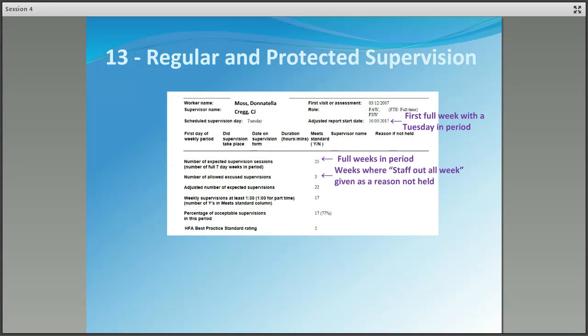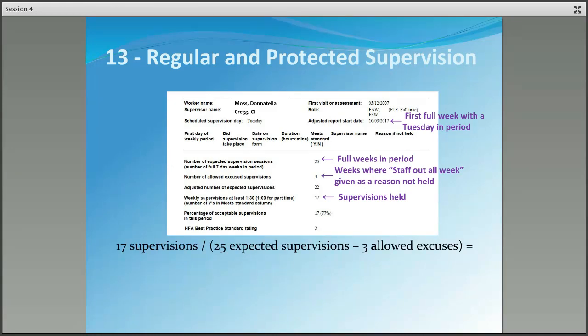These weeks are then excused from the count. So now Donna is expected to have 22 supervisions because now there are 22 eligible full weeks where Donna was in. Donna had 17 supervisions, and 17 of 25 minus 3, or 22, is 77%. So she has at least 75%, so she gets a 2 and meets the item.